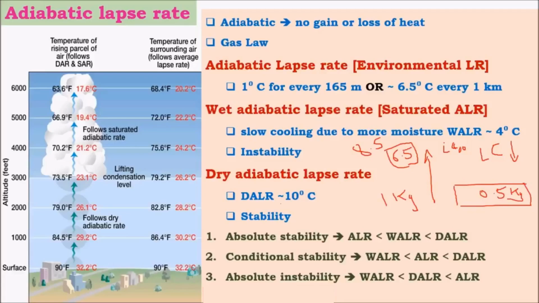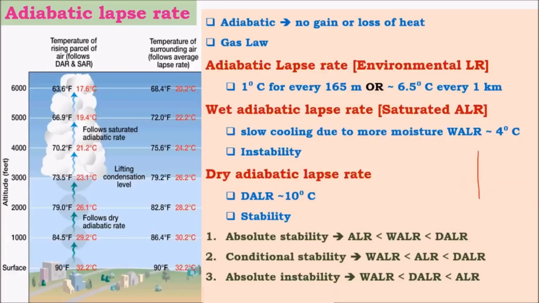So usually the dry adiabatic lapse rate is near to 10 degrees Celsius. So we can see that for every 1 degree increase in temperature, the dry air will have an adiabatic lapse rate of 10 degrees Celsius, which is much greater than 6.5 degrees Celsius. So what do all these things state to us? Let us see this. For this, we need to see what is absolute stability, conditional stability and absolute instability.